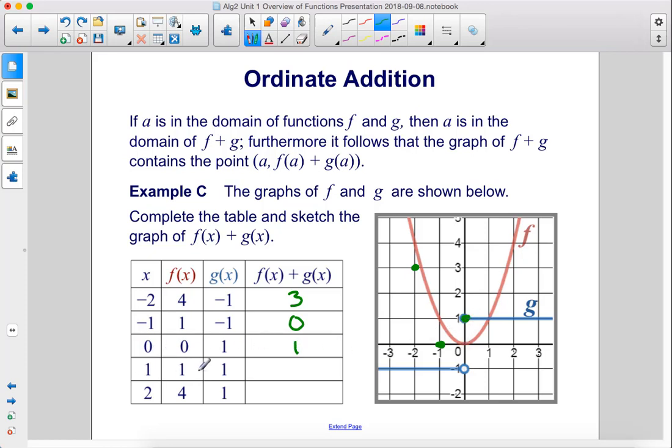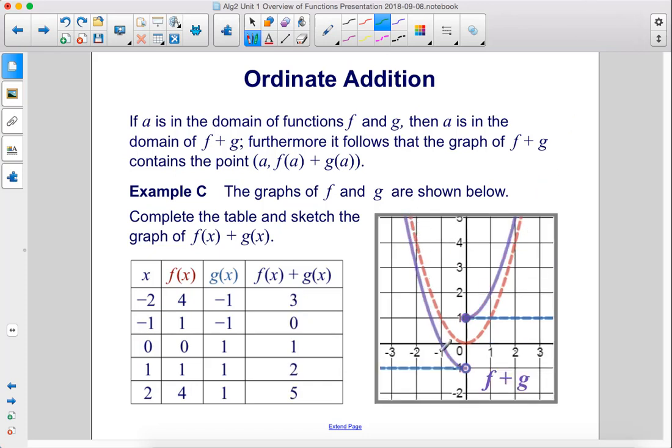All right, here we have 1 plus 1, which is 2, so 1, 2. And then 1 plus 4 is 5, 2, 5. It's just like that. On the next slide, we'll draw it out. All right, and here in purple, we have the graph of f plus g.